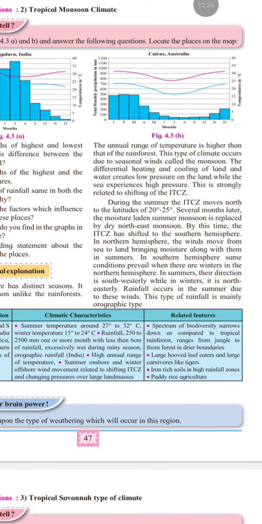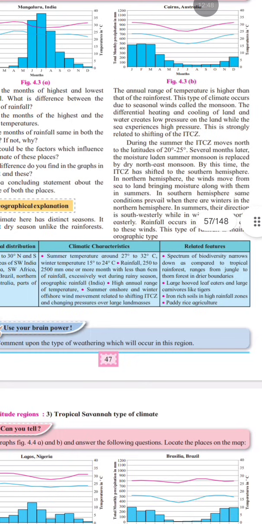In India, orographic rainfall is also important in this region, and vegetation is less dense compared to the equatorial rainforest. It may range from jungle to thorn forest towards drier boundaries. Large herbivores and carnivores such as tigers are also found here. Agriculture is very important here, especially paddy rice agriculture. And the distribution is: this climate is found in coastal areas of southwest India, Southeast Asia, Southwest Africa, northeastern and southeastern Brazil, northern Australia, and parts of Japan.